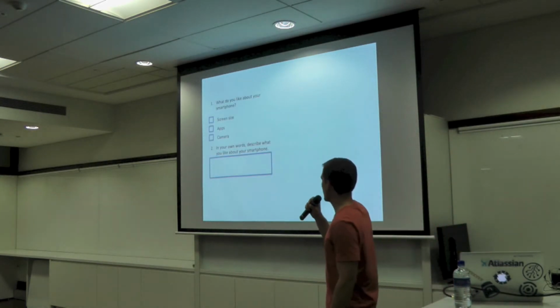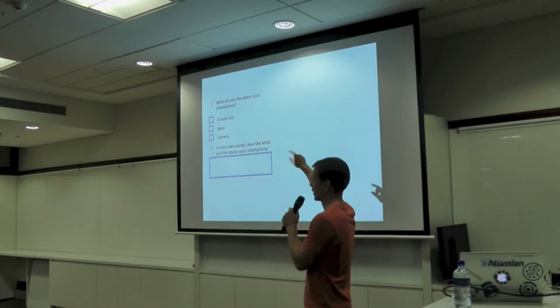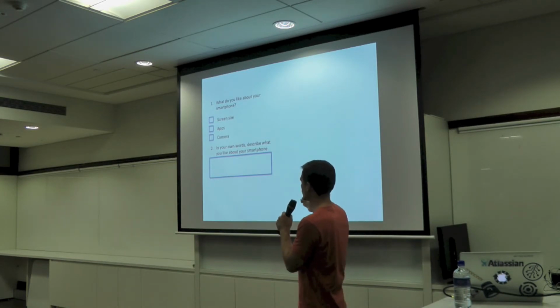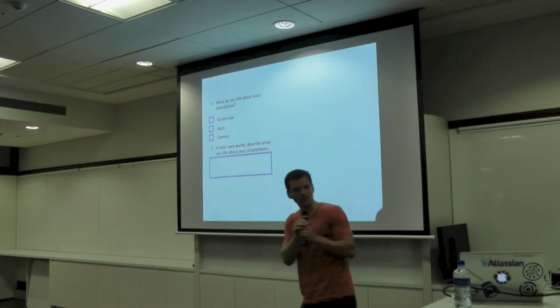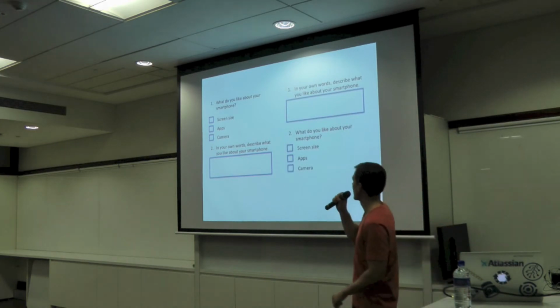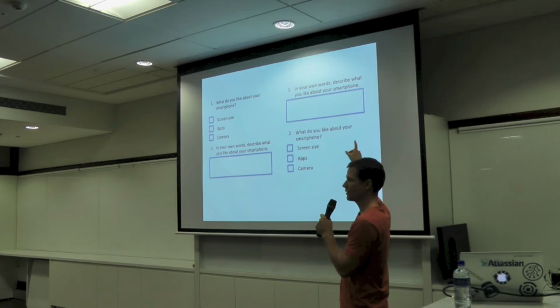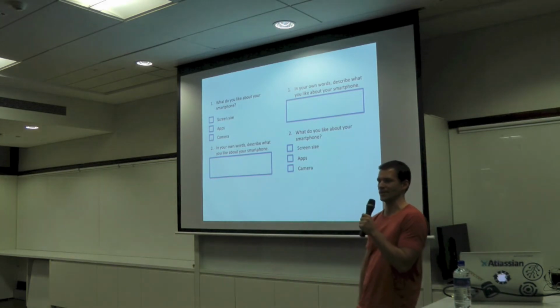All right. At this point, we had one version of the survey that asked one question with several options to it. What do you like about your smartphone? Screen size, apps, and camera. And the second question asked, in your own words, describe what you like about your smartphone. So basically asking about the same thing. The other version of the survey asked the same stuff, only the other way around. So I gave you the open answer field first and then the options. Which one was the one that produced the bias?